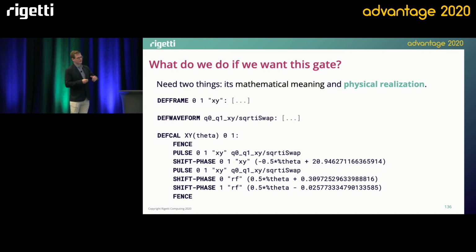I elided, of course, all these IQ values. I don't know if that would be interesting to anybody. But that's all you need to write. So now we have those 2 things, a mathematical representation, that's good enough for the Quil compiler, and then we have the physical realization, that's good enough for our control electronics. You have those 2 things, and the gate is now available to you.